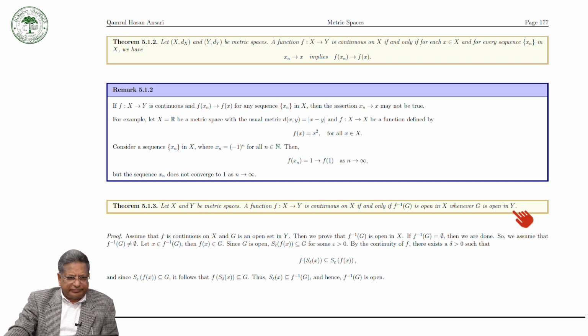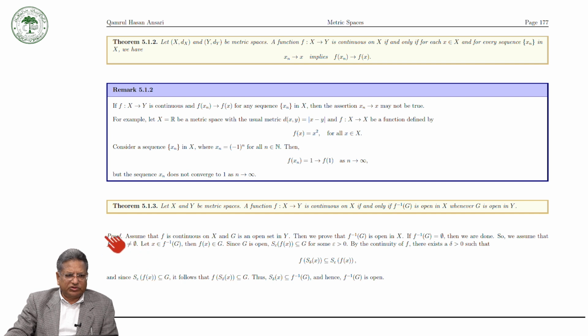Let's prove it. Very simple. Assume that f is continuous on X. Then we will have to prove that f inverse G is open in X whenever G is open in Y. So let us take G to be any open set in Y. Then we have to prove that the inverse image of G under f is open in X. If f inverse G is the empty set, we know that the empty set is open, so there is nothing to prove. So we assume that f inverse G is non-empty.